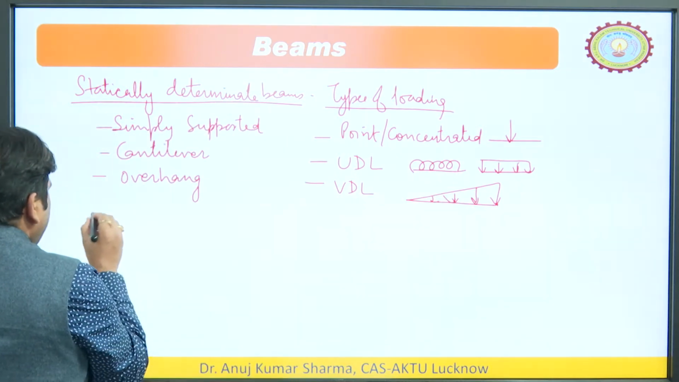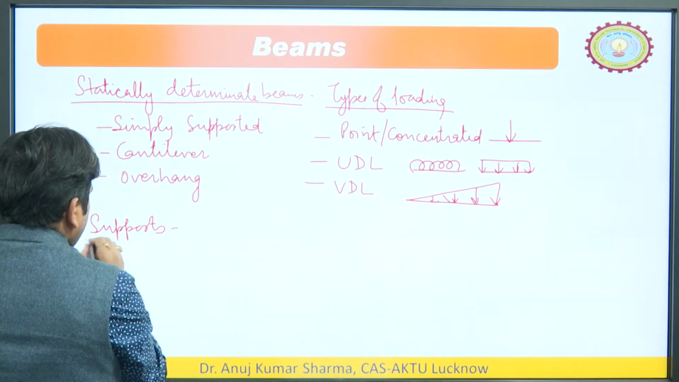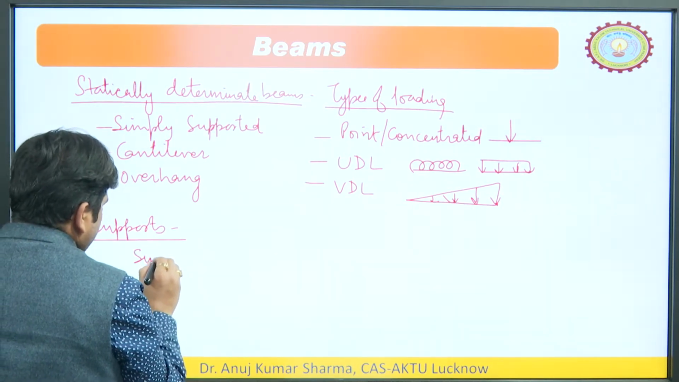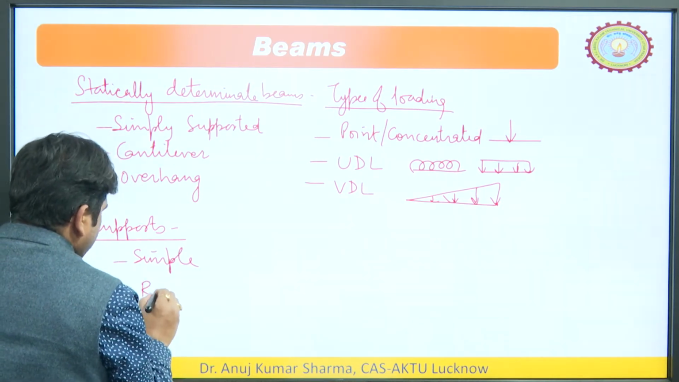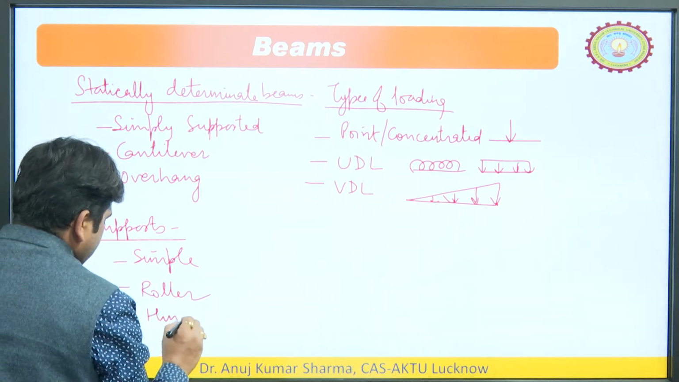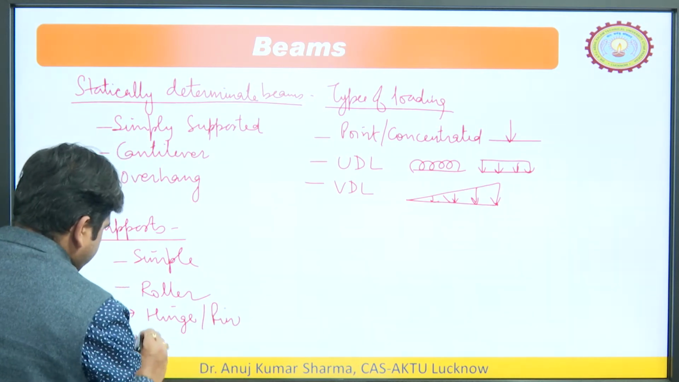Different types of supports we have already discussed. There are four types of supports: one is the simple support, roller support, hinge or pin, and the fixed support.